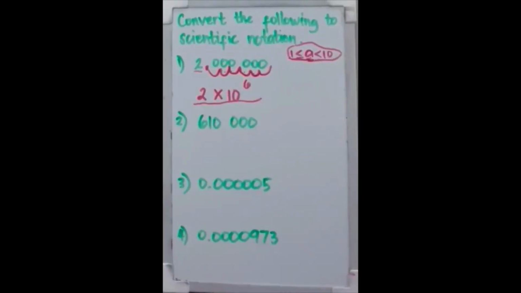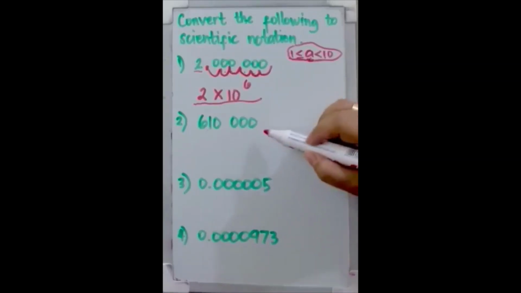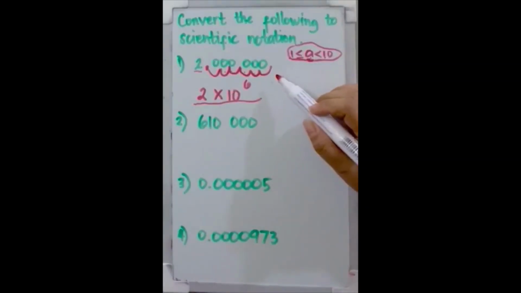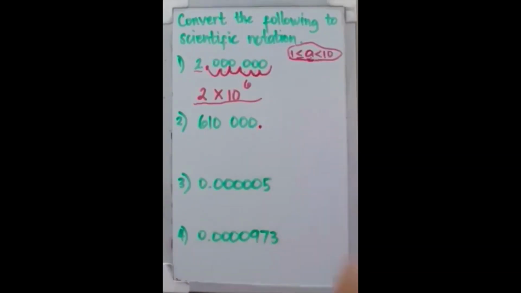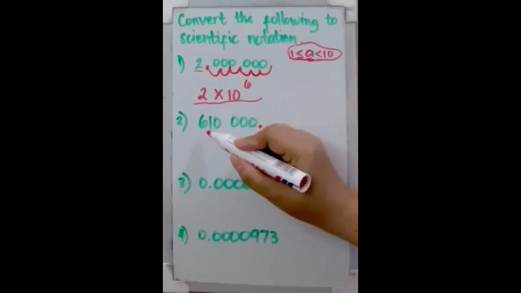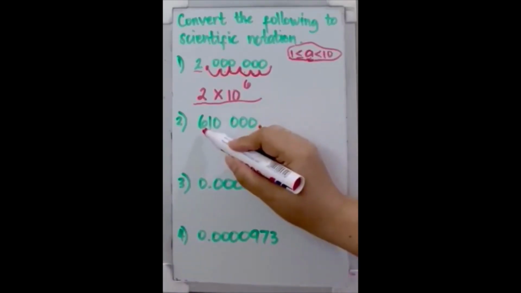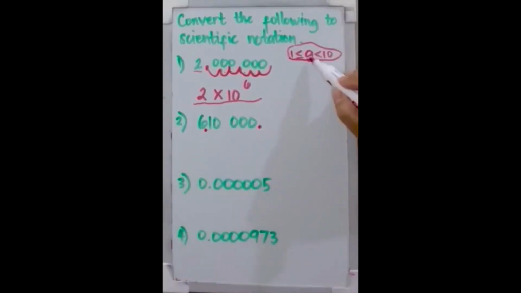Number 2 example, we have 610,000. So this is a whole number, just like number 1. So the point will be after the last digit, so it's here. And our coefficient will be 6.1. So we will be moving places until it stops here. Okay? So we cannot get 610 nor 61 as the coefficient because it will violate the rule. Remember that the coefficient should be a number greater than or equal to 1 but less than 10.